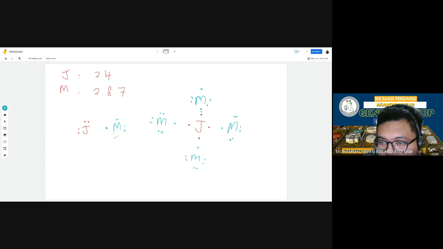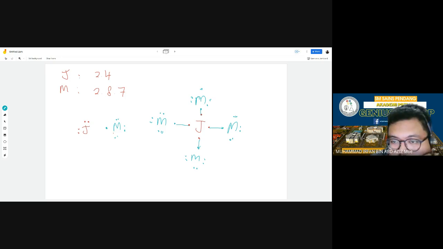Share. So they share 2 electrons. Actually, 2 electrons lah. This is a single bond. Semua single bond dekat sini. Boleh tak dia jadi double bond? Tak boleh. Okay, that's dia punya structure.